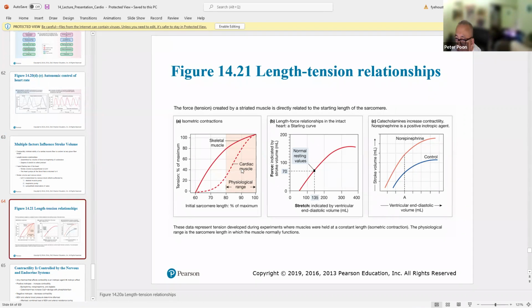Next, cardiac muscles. This is not that important. As your muscles stretch, it squeezes harder, and therefore you're pumping out more blood. So the more the chamber stretches, the more contraction you get, the more blood comes shooting out. Catecholamines increase contractility, like norepinephrine. So you can see you get more stroke volume.